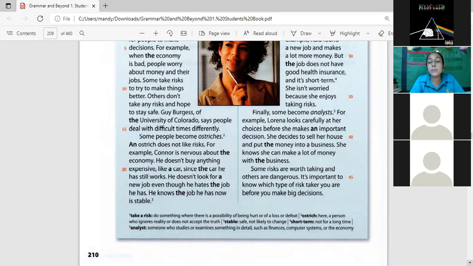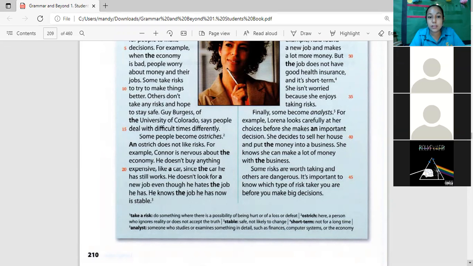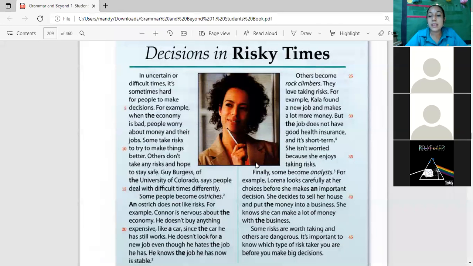Okay, so let's see this one. Some people become ostriches. Okay, what does it mean, this one? An ostrich doesn't like risks. Yeah, if you see the ostrich, it only takes the food, eats, walks, and stays in the place where this kind of animal lives, etc. This one is an animal that doesn't move if you don't move, yeah? Okay, so let's see. For example, Connor is nervous about the economy. He doesn't buy anything expensive. So this one is maybe the risk that you take, okay? You don't buy anything, yeah? Like a car, since the car he has still works, okay? He doesn't look for a new job, etc. Okay, but he hates the job, and he knows that the job he has now is stable, yeah? For that case, we can consider this person a kind of ostrich. It's possible, yeah? Because they don't like to take risks, okay? Let's see, next paragraph. Help me please. Okay, Abby, others.